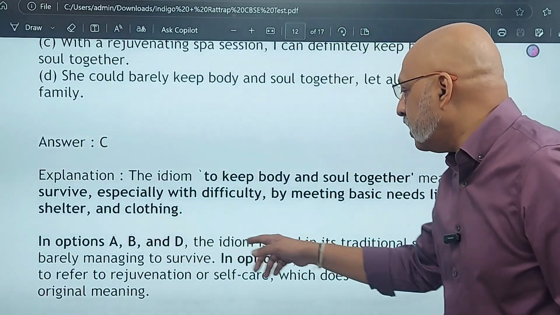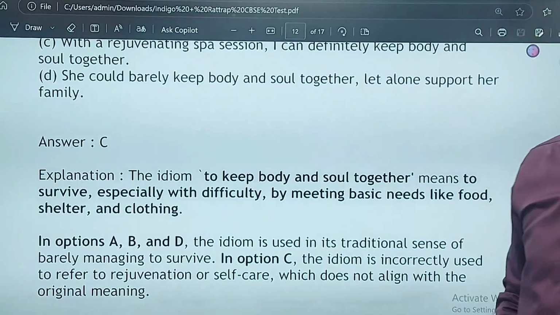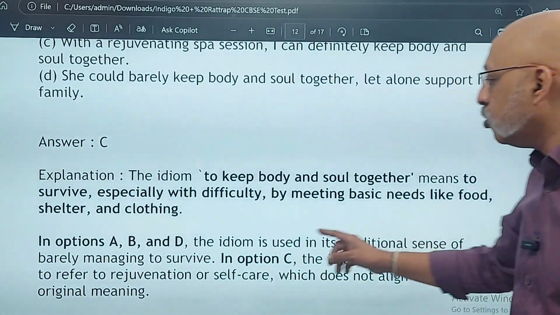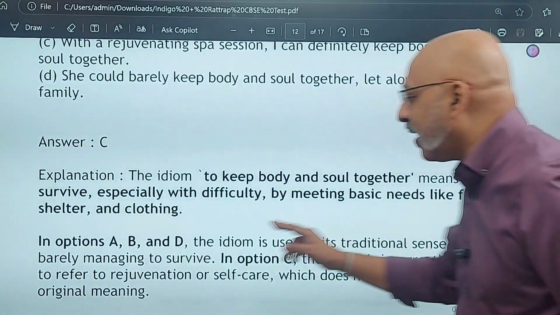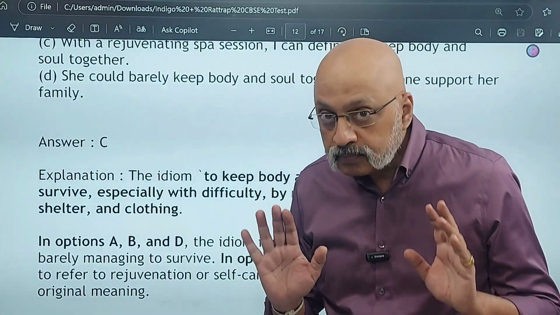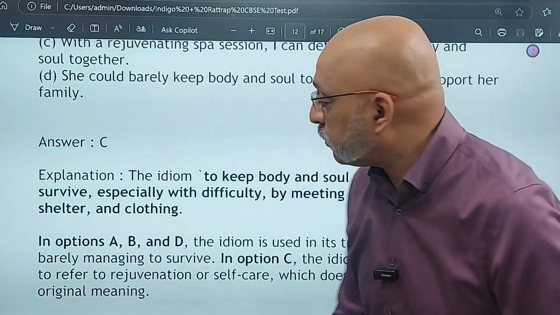In options A, B, and D, the idiom is used in its traditional sense of barely managing to survive. However, in option C, the idiom is incorrectly used to refer to rejuvenation or self-care, which does not align with the original meaning. I hope this is helping you understand, helping you revise very effectively.